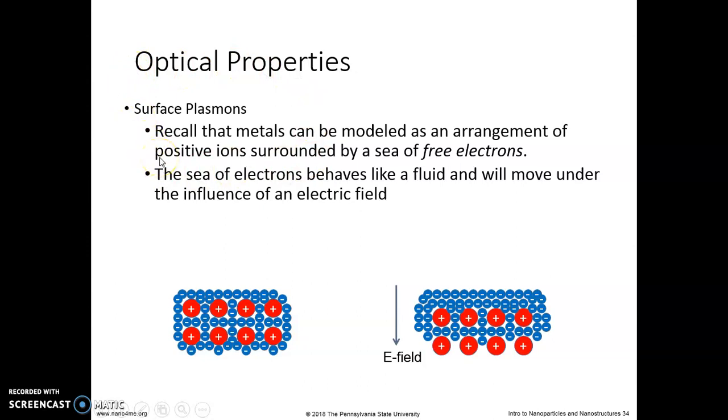What are surface plasmons? Recall that metals can be modeled as an arrangement of positive ions surrounded by a sea of free electrons. Here you can see how the positive ions are surrounded by the sea of free electrons. The sea of free electrons behaves like a fluid and will move under the influence of an electric field. Here you can see this. With the help of the electric field, it will surround the positive ions.